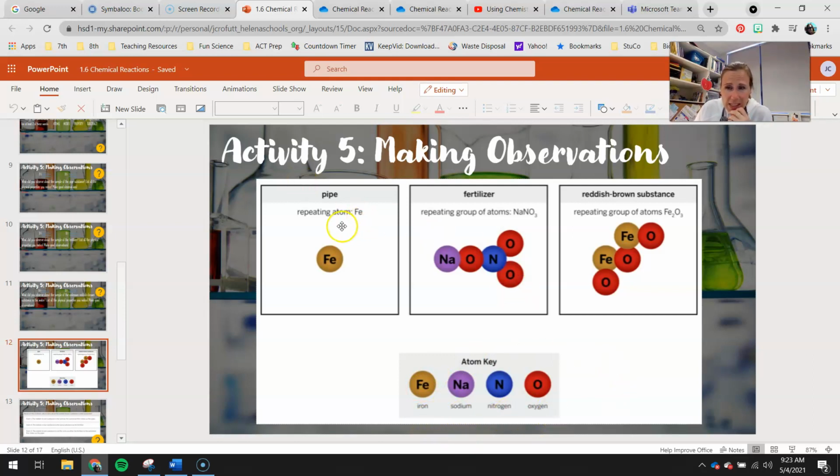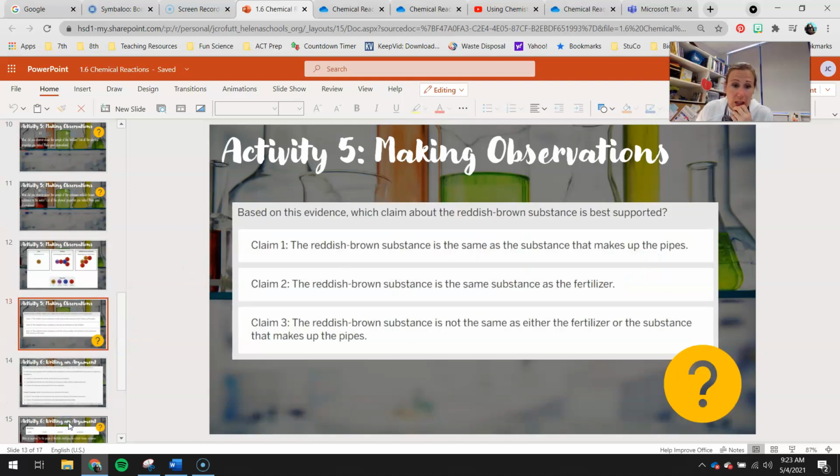With that being said, now that we have a little bit better idea using some chemical assays of what each of these substances are, we can start to look at where this reddish-brown substance may have come from. So let's revisit our 3 claims. Claim 1, the reddish-brown substance is the same as the substance that makes up the pipes. Claim 2, the reddish-brown substance is the same as the fertilizer. Or claim 3, the reddish-brown substance is not the same as either the fertilizer or the substance that makes up the pipes.